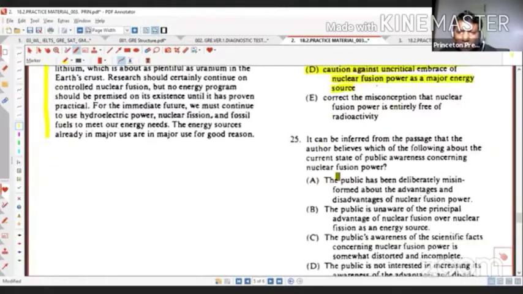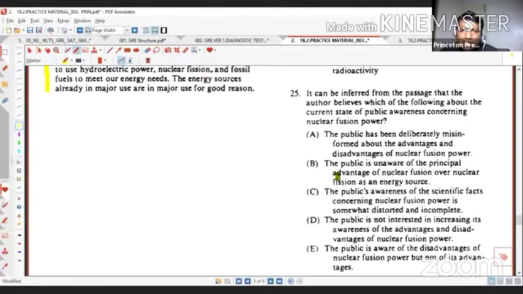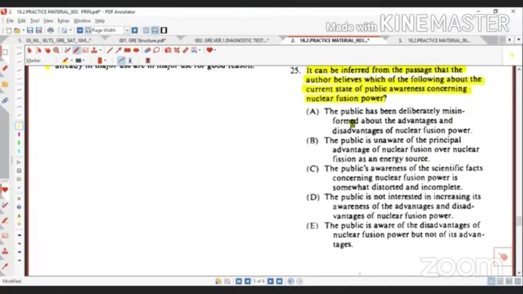What about the next one? Can we check it? It can be inferred from the passage, inferred means you can understand, you can say safely from the information, that the author believes which of the following about the current state of public awareness concerning nuclear fusion power. Means what is the present level, what people usually believe, whether it's safe or whether it's practical or anything. Can we read it together?